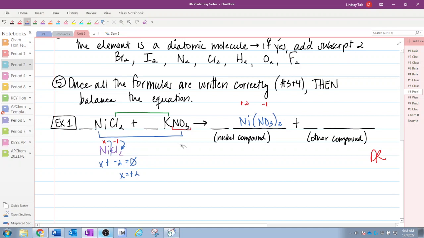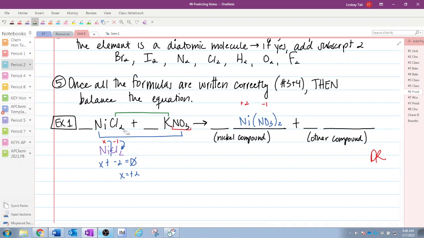But Mrs. Tate, it's not that way on the left side. Guys, that's fine. You're not balancing right now. You're just writing neutral formulas. And if I have a +2 nickel, I need 2 -1 nitrates to make it neutral. Okay, so that's our first compound. There's our nickel 2 nitrate.